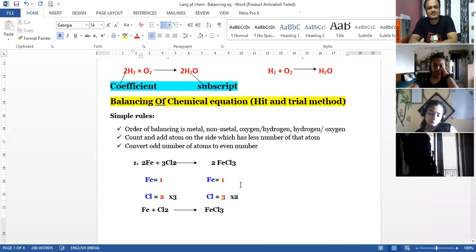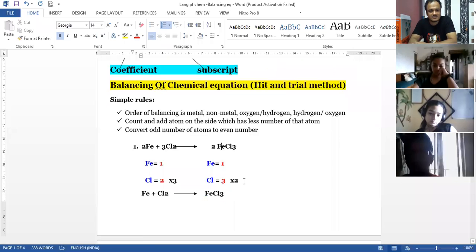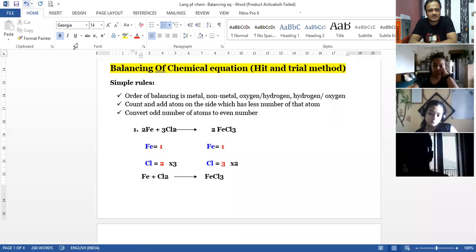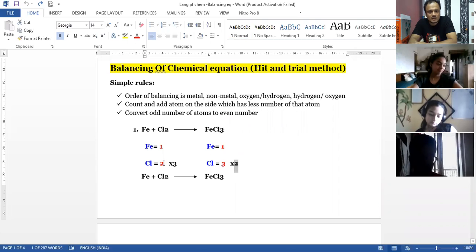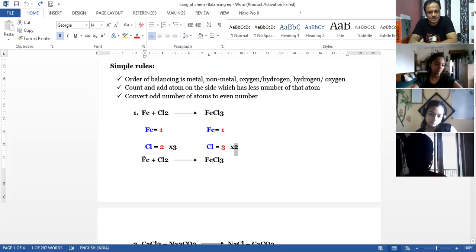This is how you will balance an equation. This is a very simple representation. I'll go back to how it was initially. Initially we checked the metal first. You can see for the metal, both are 1 and 1, so it is balanced. I'll go to the non-metal. You can see chlorine is 2 on the left hand side and 3 on the right hand side. So I make this 3 into an even number by multiplying it with 2. In order to balance that, I have to multiply this 2 with a 3. I hope that was clear to you. So the balanced equation in the end would be 2Fe plus 3Cl2 gives you 2FeCl3.